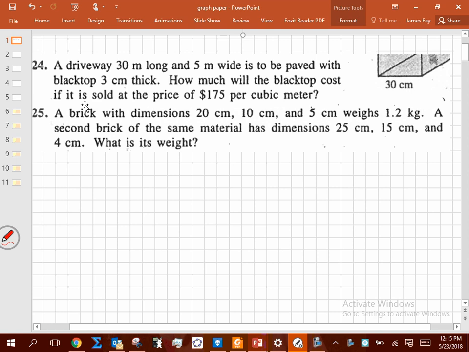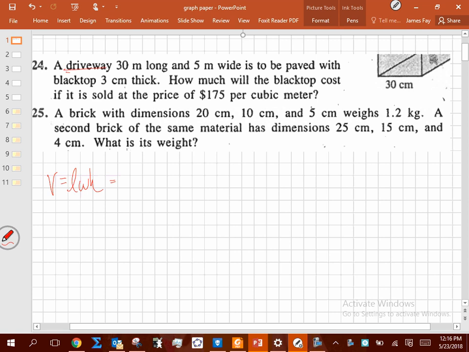What we've been doing with volumes, right? We're going to figure out a volume of a prism. And then once it's in a volume in a particular unit, we're then going to convert that into how much that's going to cost us, okay? So volume of a rectangular prism, obviously we know is LWH, right?